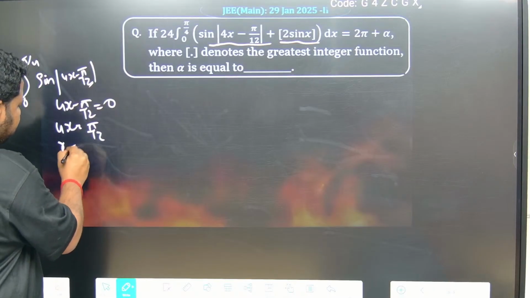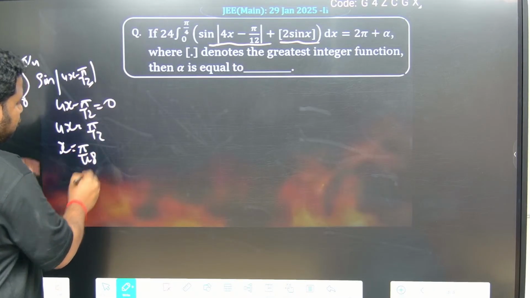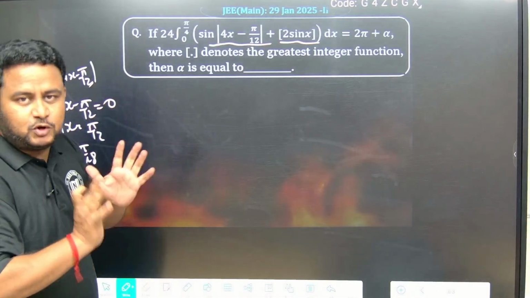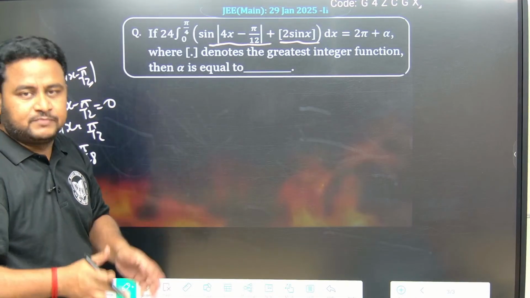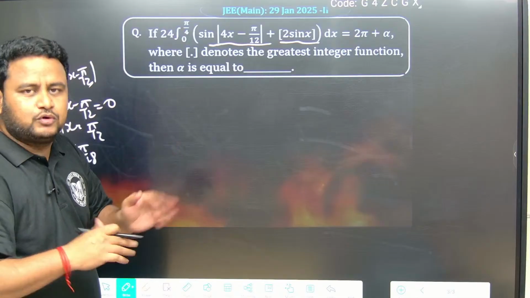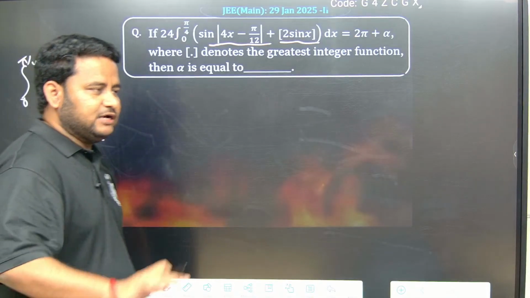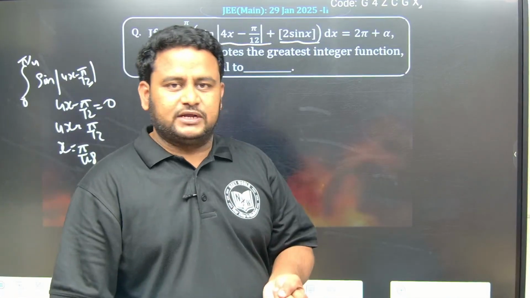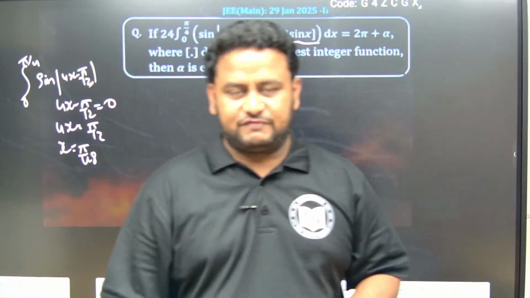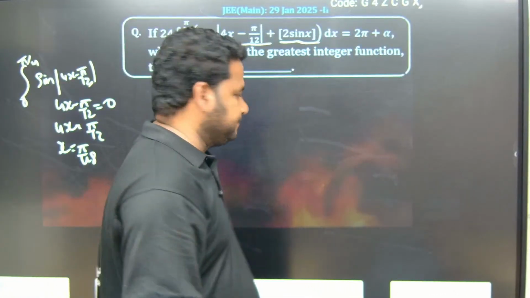Now x will be equal to pi by 48, because I need to know where this modulus function is splitting. When I did continuity, I told you how to do the split. Again, if you want, I will do the basic class about modulus function, signum function and greatest integer function in a single class. Don't worry if you have not understood.